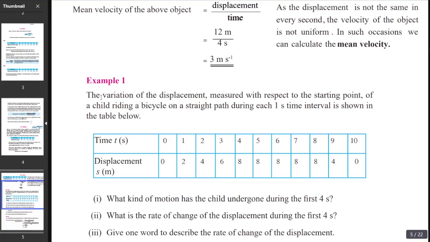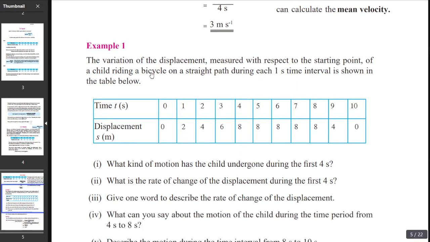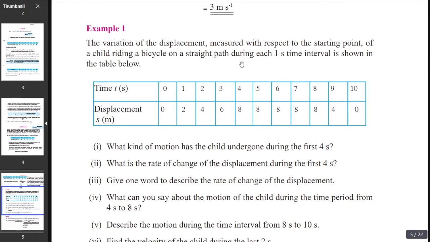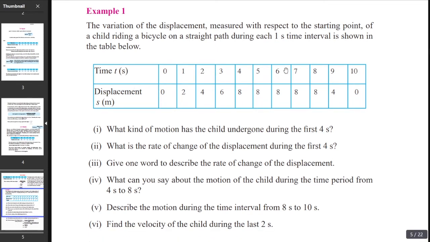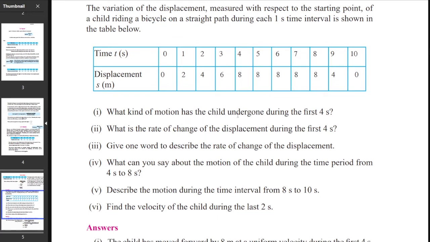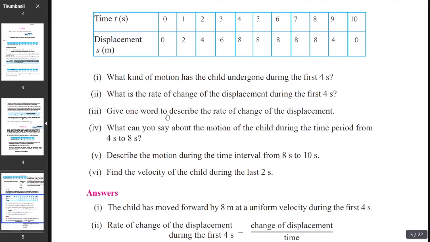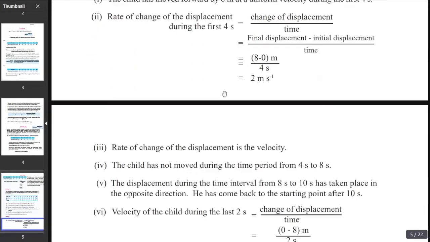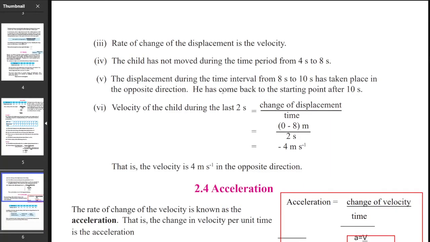Another example: the variation of the displacement, measured with respect to the starting point, of a child riding a bicycle on a straight path during each 1 second time interval is shown below. Time: 1, 2, 3, 4, up to 10 seconds. Displacement: 2, 4, 6, 8, 8, 8, 8, 8, 4, 0. What kind of motion has the child undergone during the first 4 seconds? The displacement is 2, 4, 6, 8, increasing uniformly, isn't it? We did these, and the answers are also given in the book, so I won't repeat them again and again.